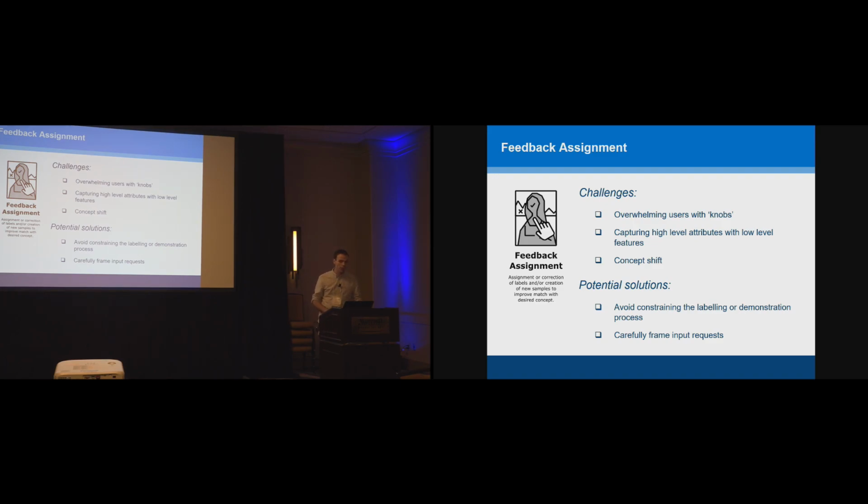So the challenges here are, you want to avoid overwhelming the users with knobs. People become obsessed with twiddling and focusing on checking what various things can do. But at the same time, you want to try and capture the high-level attributes that are inside, potentially, the domain experts' knowledge. But that's difficult if you only have low-level features to work with.